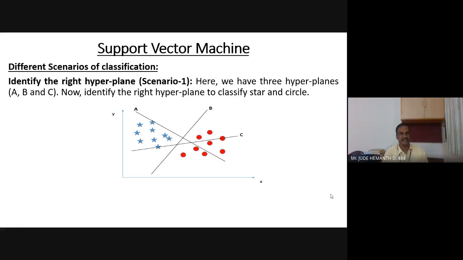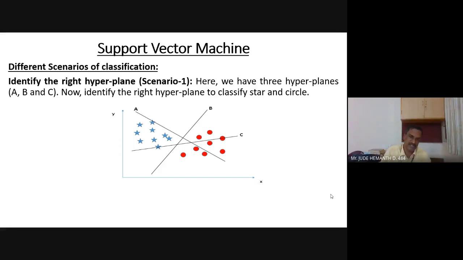Now we can see that there are at least 3 ways in which you can divide this. Randomly, we have formed some hyperplanes, but my duty is to classify the stars and circles. Can you tell me which is the correct hyperplane I should use from this diagram? Can anyone unmute your mic and tell me whether it is A or B or C? Which hyperplane will give me the correct classification of circles and stars? B. Very good. B is the one.